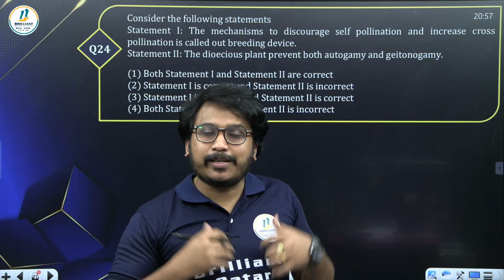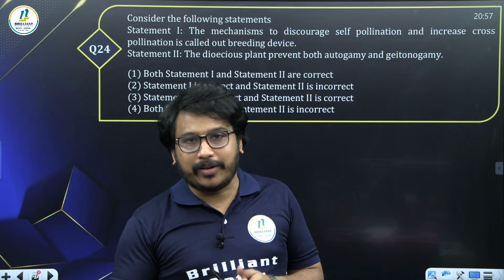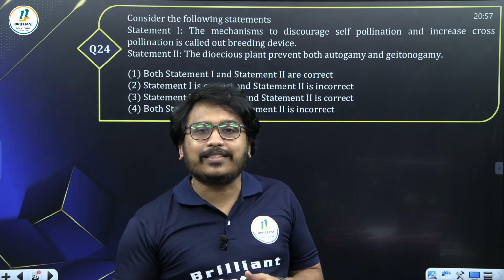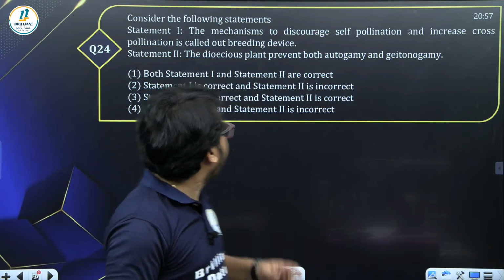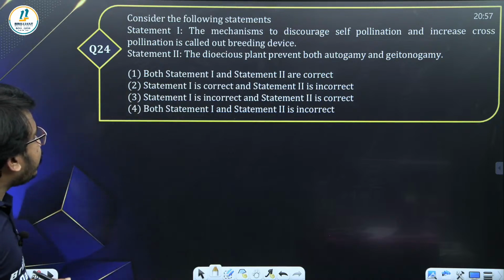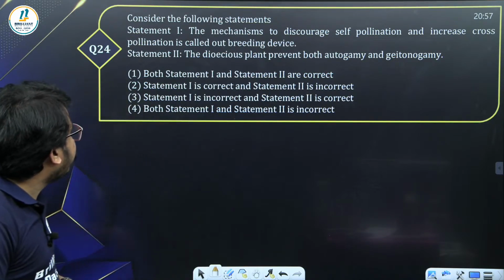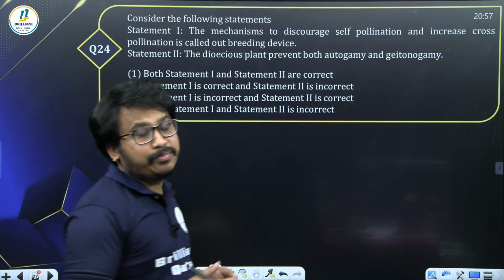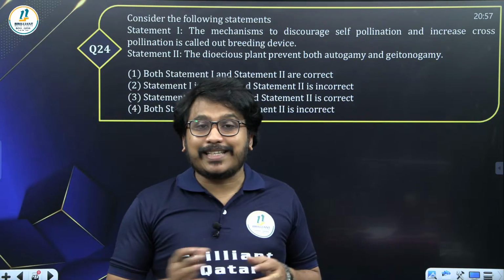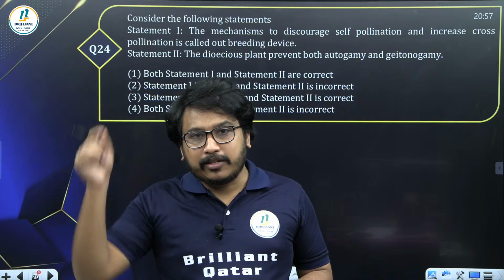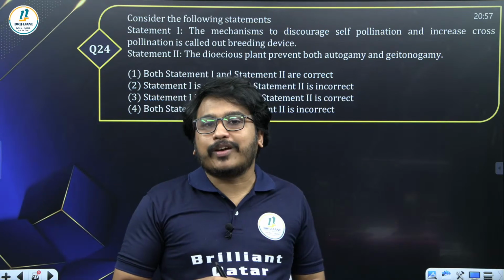So they adapt some mechanism to avoid this self-pollination. That is actually called as outbreeding devices. Second statement, dioecious plants prevent both autogamy and geitonogamy. Both statements are correct. Dioecious means unisexual. Sexes are separate. Male flowers on one plant, female flowers on another plant.